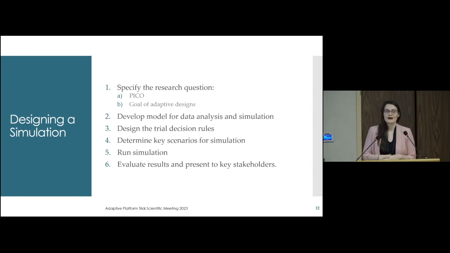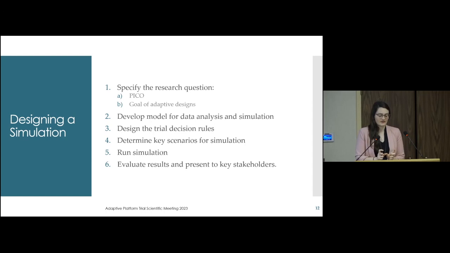So once you have that, you have to develop your model, your statistical model for data analysis and for simulation. Those models should really mirror each other, but crucially, there are two parts there. One is the data analysis that you will do once you have the trial data. And the other is what you need for the simulation, which is generating fake or pseudo data in your computer to be able to run the trial lots and lots of times.